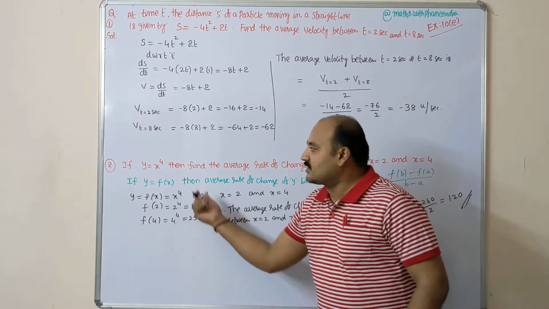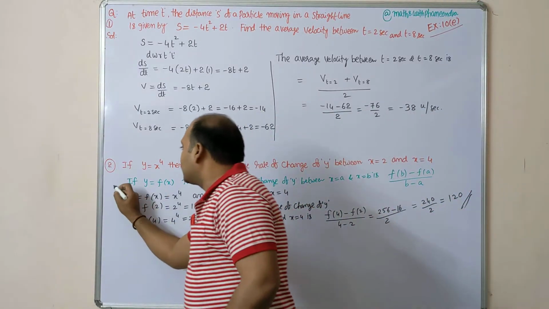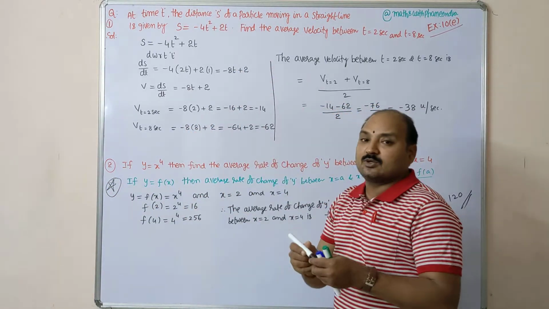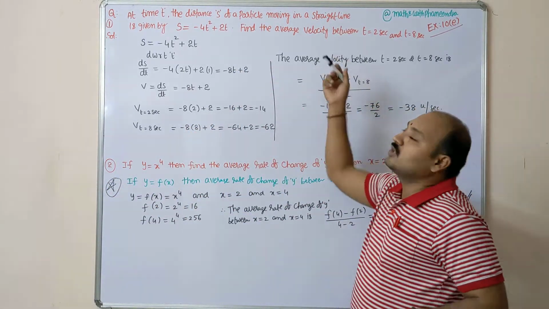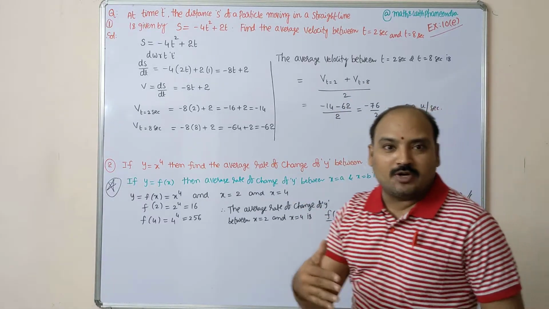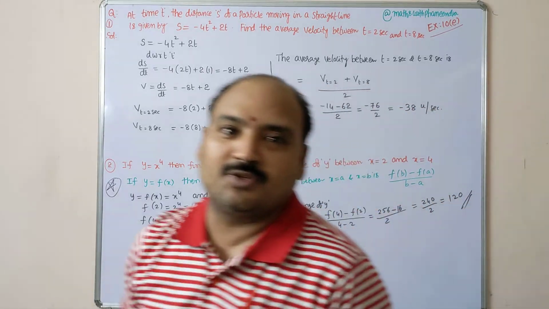When the question is asking in this way, you can proceed this way. When the question is asking in terms of s is equal to t and they are asking to find average velocity, you can go like this way, students. I hope you understand. We'll move on to the next question.